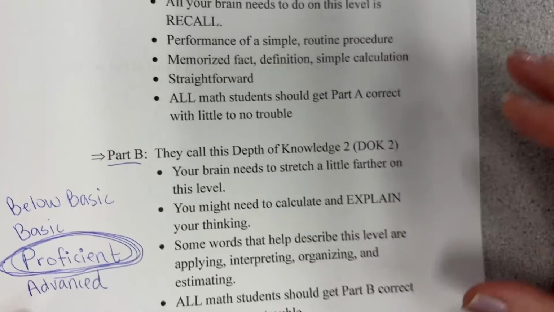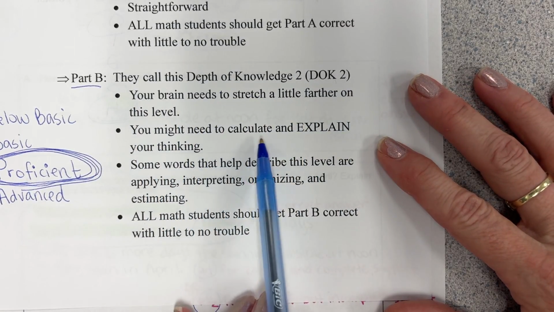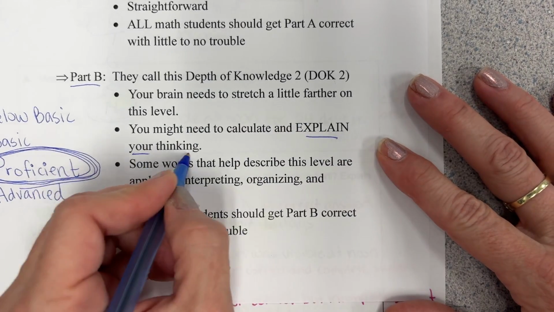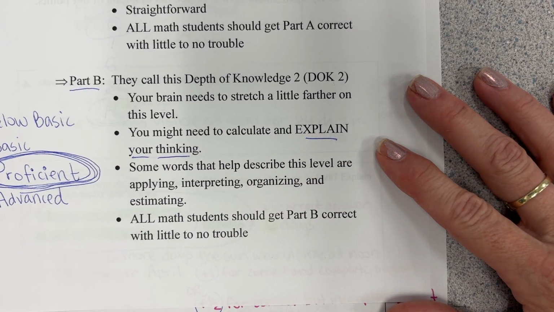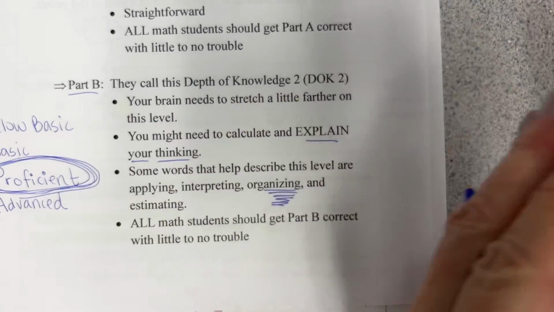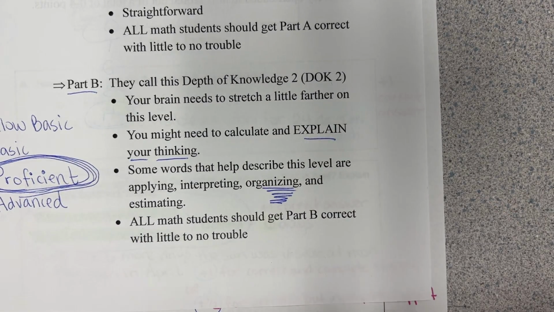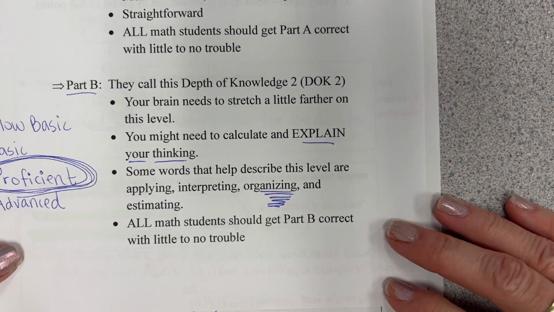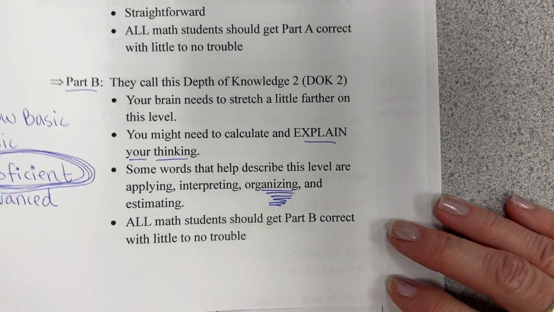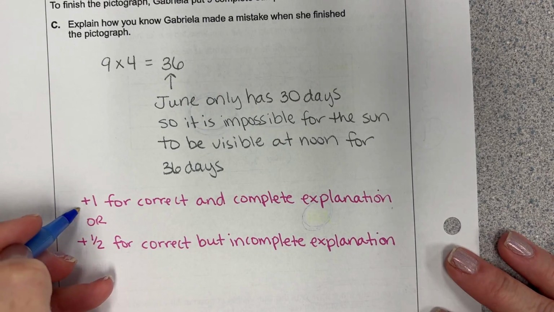Okay. Now, part B. Remember what part B was? Depth of knowledge 2. You have to stretch a little farther. You have to explain your thinking. You had to organize because you had to do April and then May. You had to separate the two. We all should have gotten that right, quite honestly, if we're willing to put in the elbow grease and the work. Okay, part C. Part C is worth 1 point. You can either get 1 point or a half point.